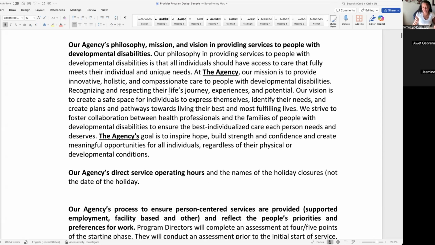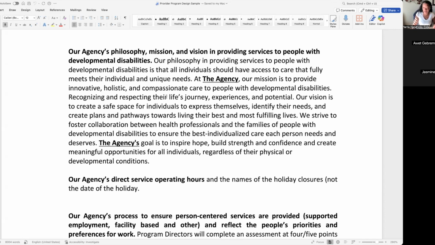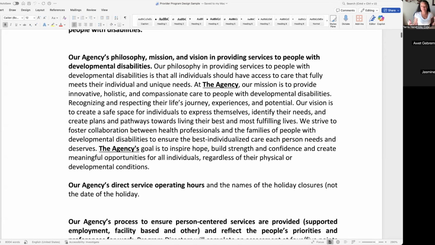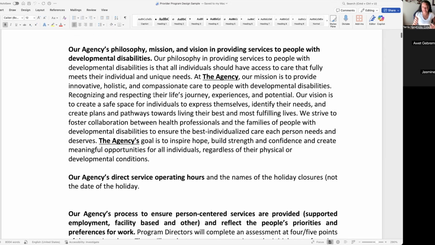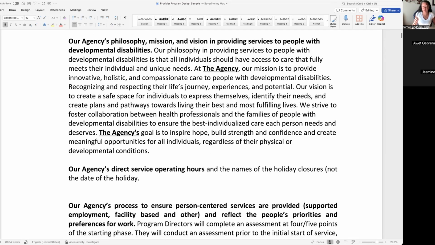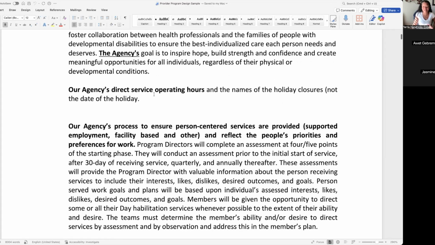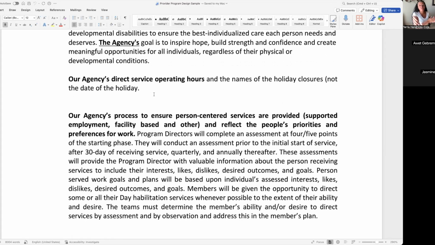If you have anything outside of that and you want me to look at it and review it and see if it's in alignment with the state standards, I will be more than happy to do so. But typically, your vision is not something they pick apart too much, as long as it's building up your clientele and providing a person-centered service. Okay. So next, you have to put your agency's operating hours.